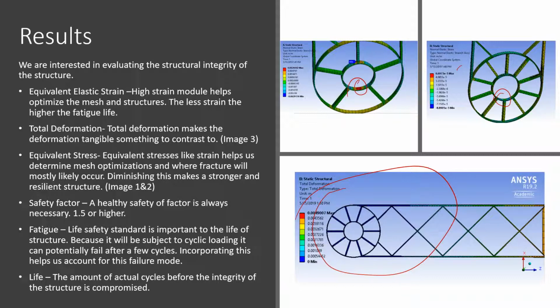Another thing we look at is safety factor. Safety factor needed to be 1.5 or higher. That was a must. Fatigue, the most popular mode of failure, was something we really had to look at. And life: instead of looking at normalized data, exactly how many cycles were shown.